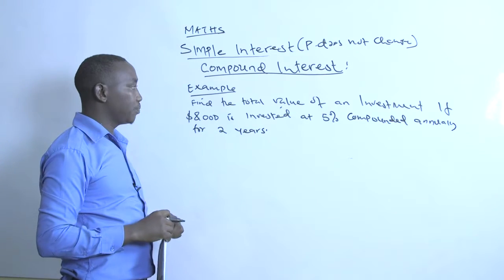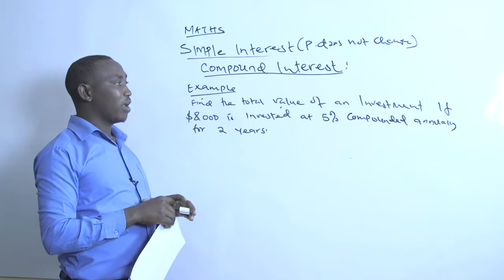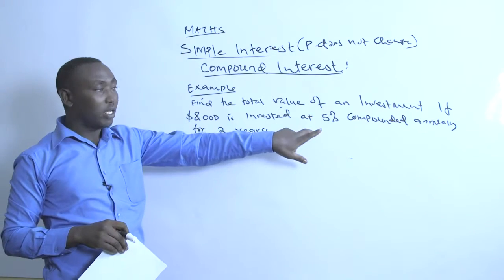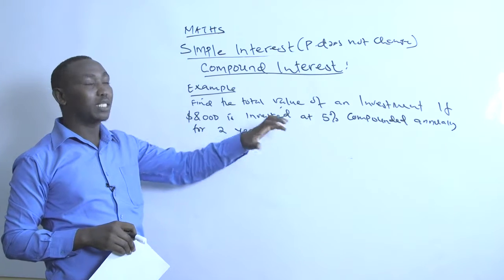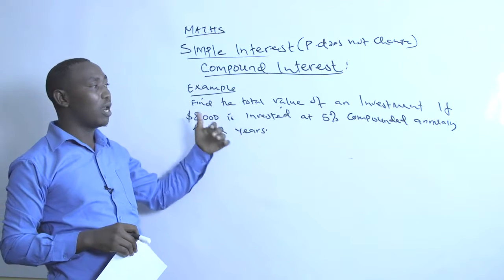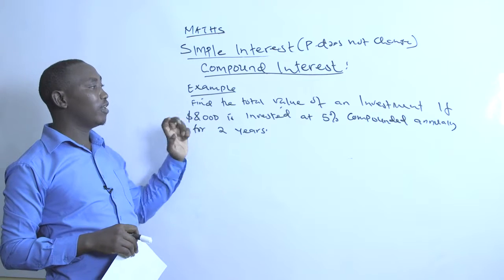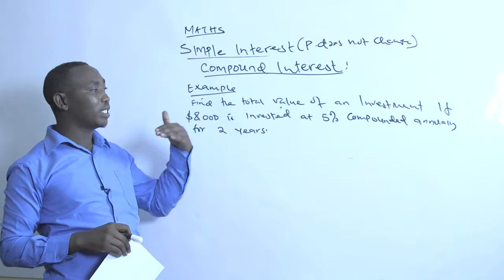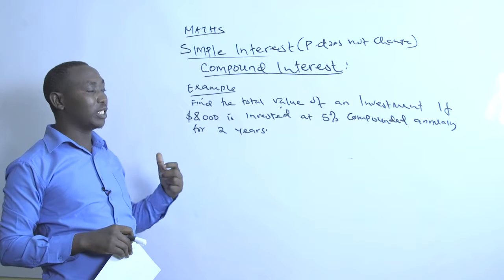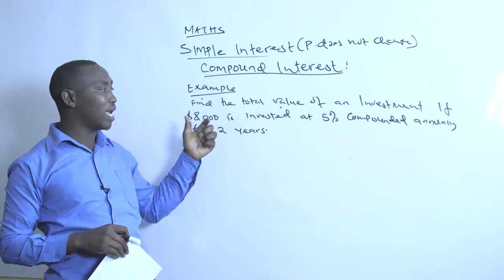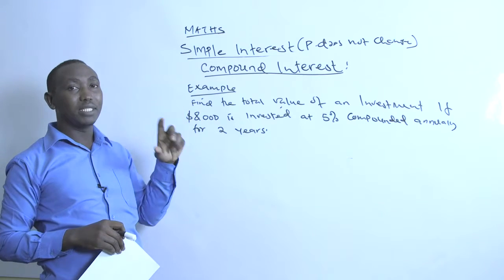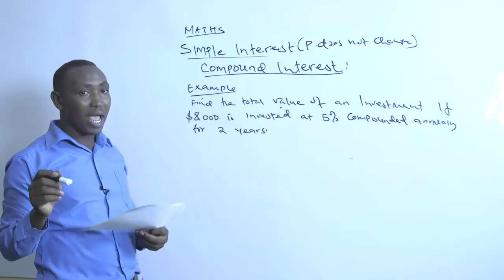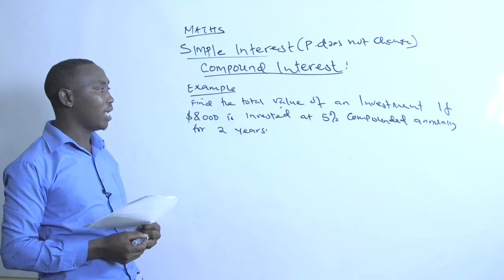So in this particular case, we have said that the 5% is being compounded. So the interest is compounded. That means that we are going to have a new principal each year. The principal for the first year will remain at $8,000, but when you go to the second year, the principal of the second year will change, and we'll have it as the principal of the first year plus the interest that was earned on that particular first year.